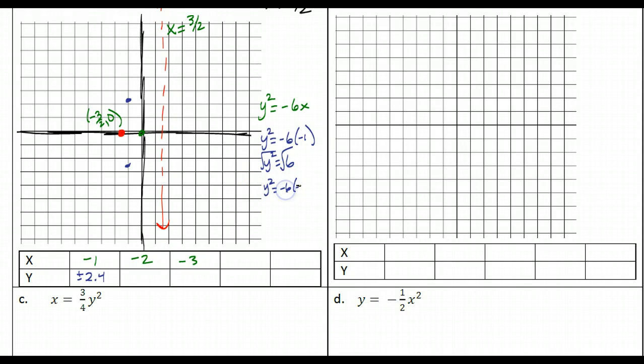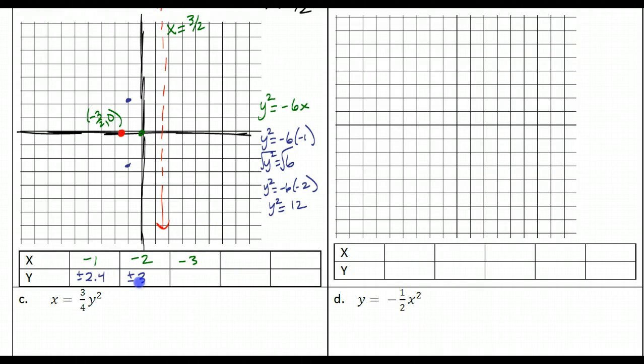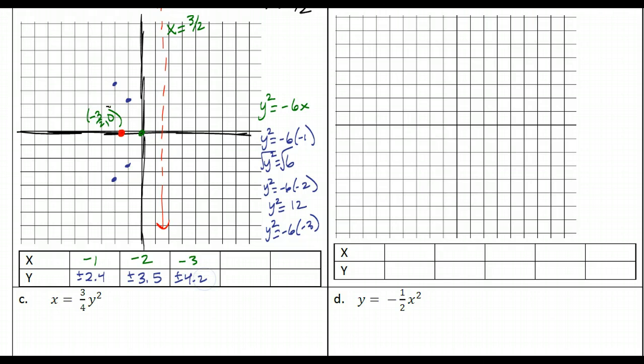Now I'm gonna go through and find the other two. So I get for x equals negative 2, y squared equals 12. Which ends up being 3.5 if I round it, so plus or minus 3.5 for my next point. And we'll just do one more. Y squared equals negative 6 times negative 3, so the square root of 18. 6 times 3 is 18, about 4.2. And then draw in your graph.